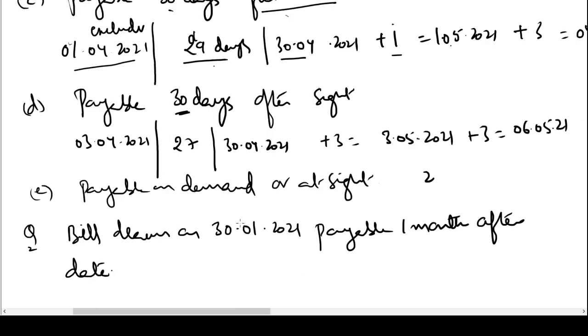The next situation, payable on demand or at sight. Now if it is payable on demand or at sight, that means there is no duration. Whenever the drawer demands, by showing this bill, the drawee has to make the payment. So there will be no due date. In this case, whenever the drawer demands payment, the drawee is bound to make the payment to him.